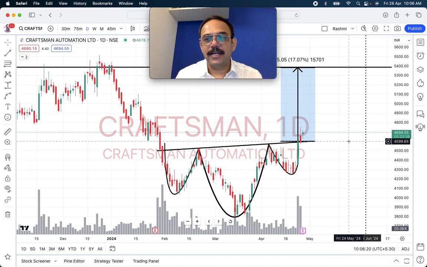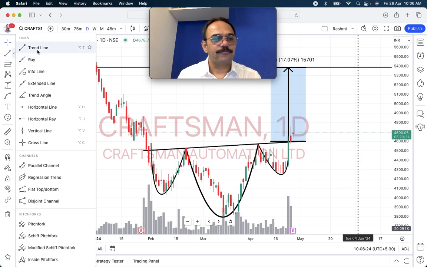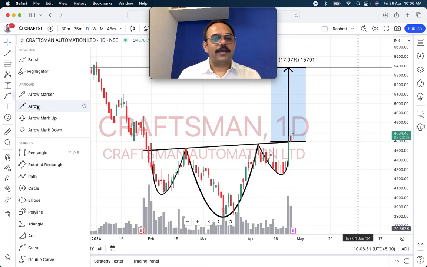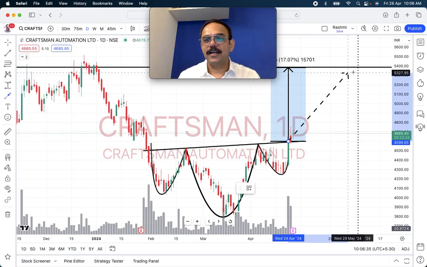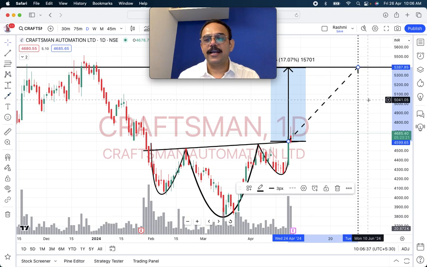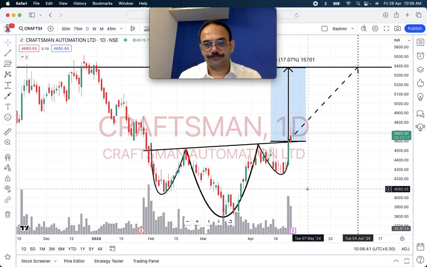Now, when it is likely to reach the target? Where is the arrow? Okay, here is the arrow. So from here, it is likely to reach the target by 4th of June.